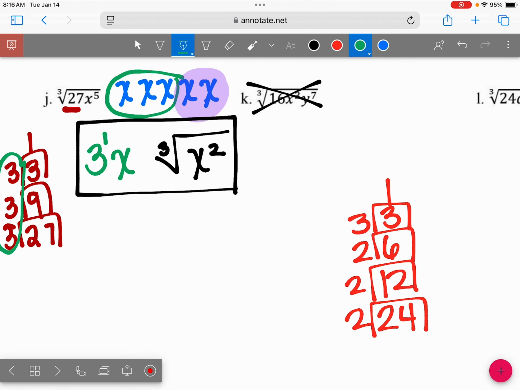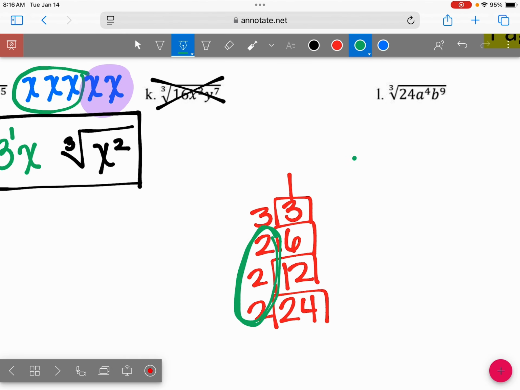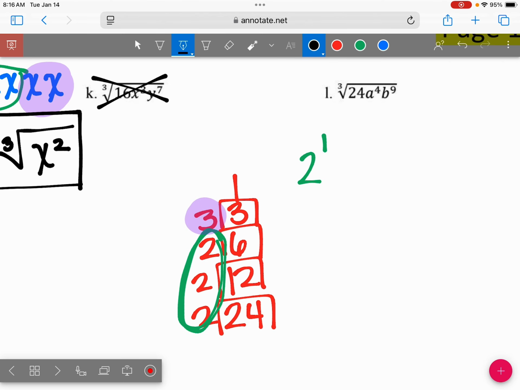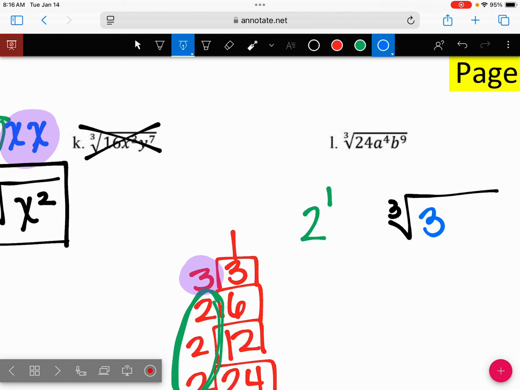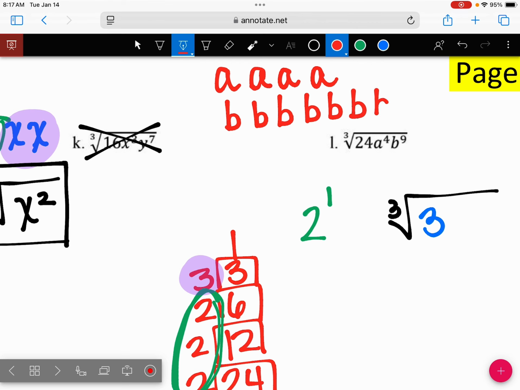So again, we do have one set of triplets. So that one set is going to come out. 2 to the first. But now I have a 3 that has to stay. So we're going to keep that 3 under the cube root. I'm going to put that 3 right here. All right, so now I also have 4 A's. So 1, 2, 3, 4, and then B's. 1, 2, 3, 4, 5. All right, go ahead and circle your triplets.